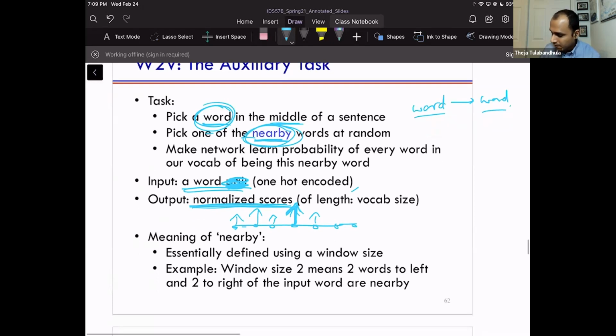So what is nearby? Nearby is as simple as: let's pick a word and talk about a window size, which just means let's look at 2 words to the left and 2 words to the right, or maybe 5 words to the left and 5 words to the right. In this example, I'm just saying 2 words. Window size 2 means 2 words to the left and 2 words to the right. Those would be considered nearby words. That's just the definition of nearby that we are using here.